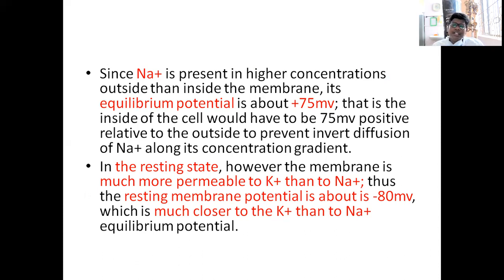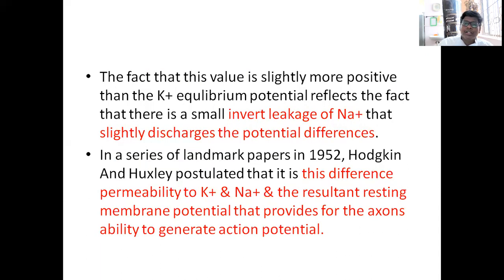In the resting state, however, the membrane is much more permeable to potassium than sodium. Thus, the resting membrane potential is about minus 80 millivolts, which is closer to the potassium than to the sodium equilibrium potential. The fact that the value is slightly more positive than the potassium equilibrium potential reflects the small inward leakage of sodium, because sodium has a positive equilibrium potential that slightly discharges the potential difference.